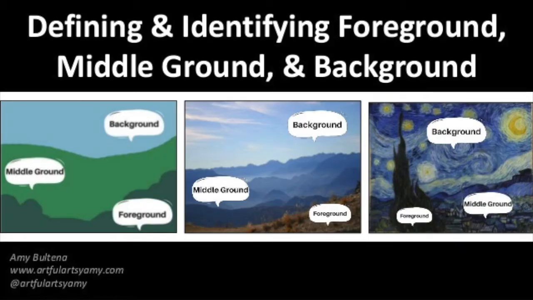A landscape is basically an outdoor scene. And if you look at the picture defining and identifying foreground, middle ground, and background, the foreground is going to be what's usually drawn on the bottom of the paper. It's what's closest to us. So anything in the background, which is usually, as you can see in the pictures, the sky and things that are the furthest away from us, those things are going to be smaller. And the middle ground's everything in between. So I'm going to show you how you might get started.